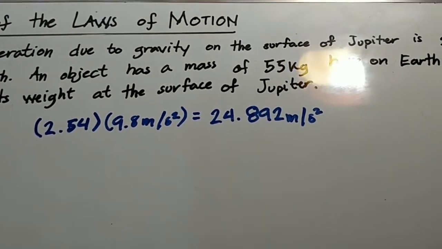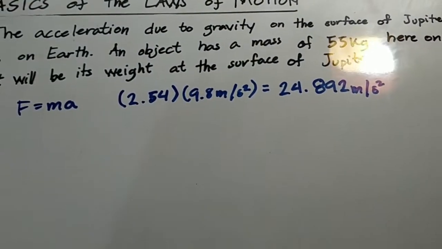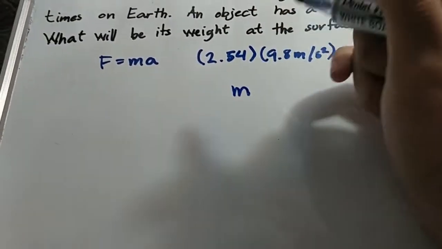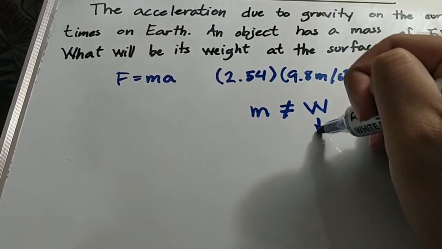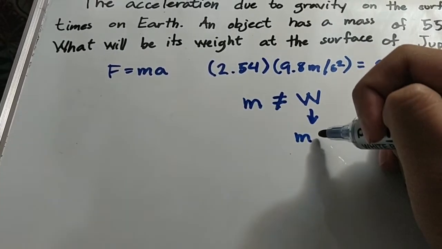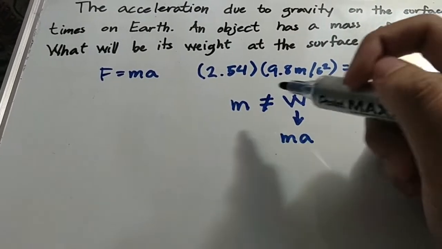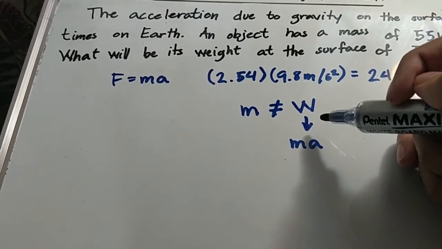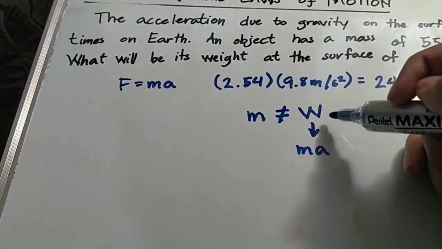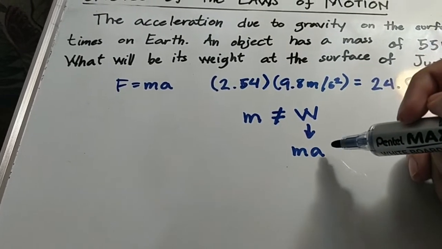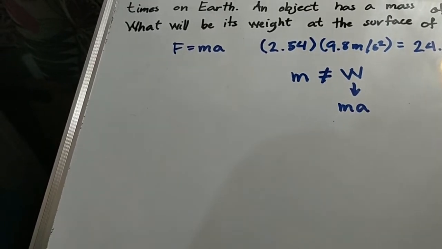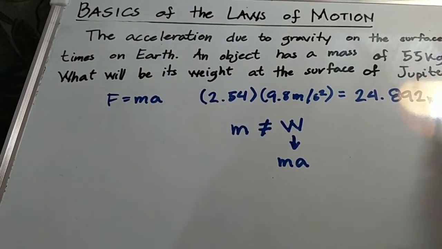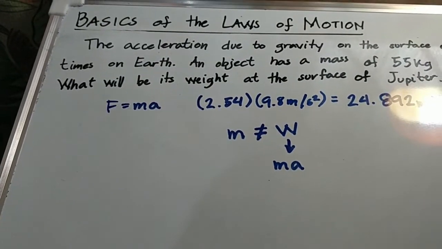Ngayon, an object has a mass of 55 kilograms. So, mass yon. Ngayon, I want to explain na mass is not equal to weight, because ang weight is mass times acceleration. Ito ay isang fundamental. Tama ba? Basta ito yung pinaka-basic. Kasi ito yung meron ng derived na m times a. Ngayon, ang ating hinahanap is what will be its weight on the surface of Jupiter. So, hindi na natin kailangan i-convert yung 55 kilograms kasi naka-kilogram na siya. Nasa basic unit na siya.